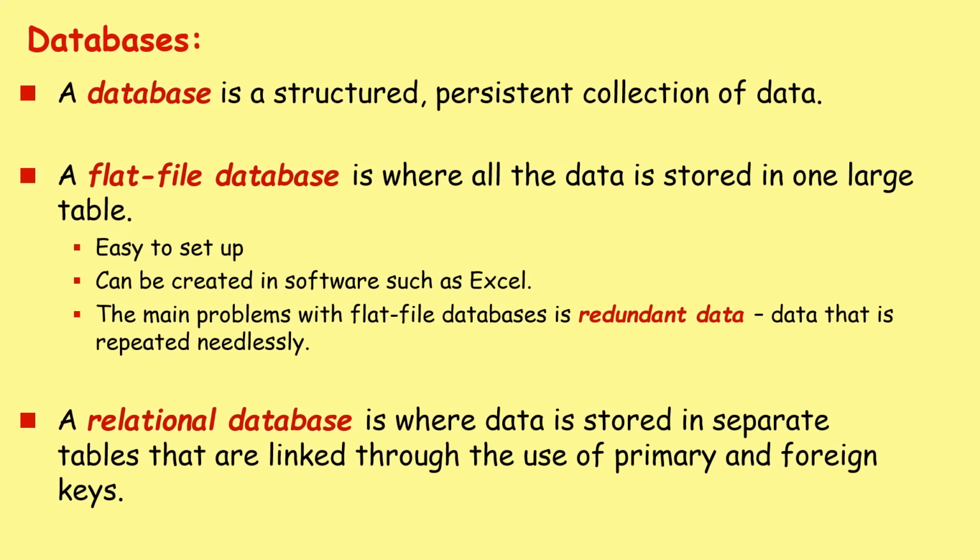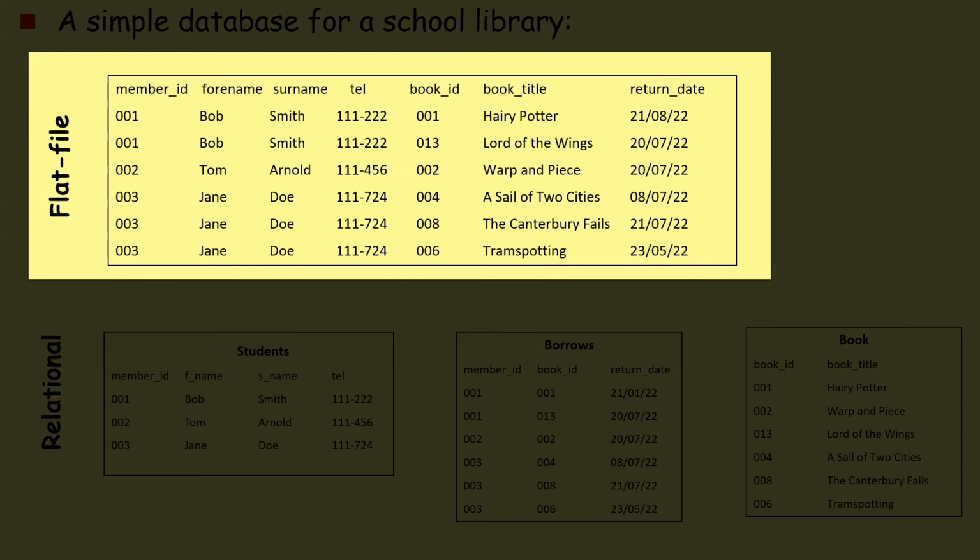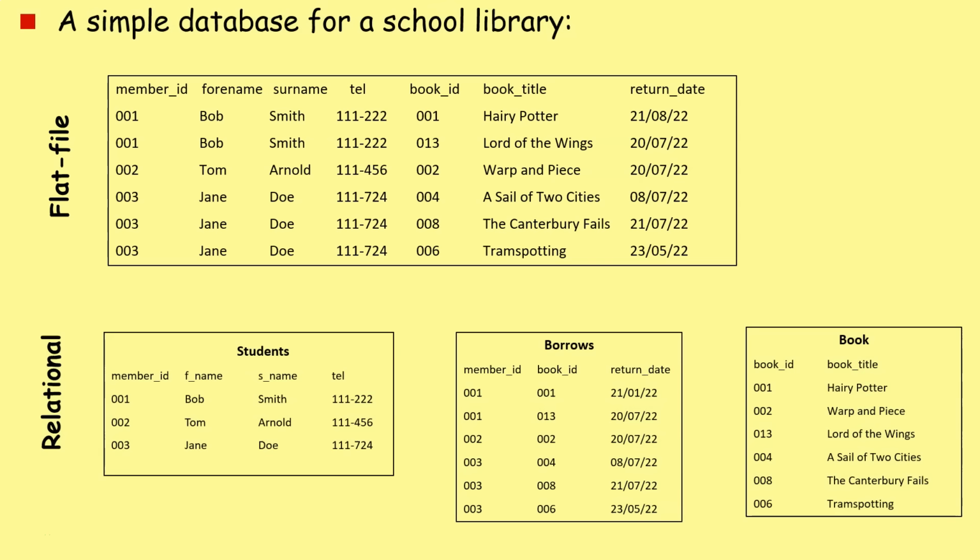A relational database is where the database is stored in separate tables that are linked together through the use of primary and foreign keys. So here is a simple database for a school library. At the top here you can see the flat file system. All the fields, all the records, everything is in one table. You can see there's a lot of repeated data there. If you wanted to update somebody's phone number or a book title or a name, it would be quite difficult to make sure it's updated everywhere consistently.